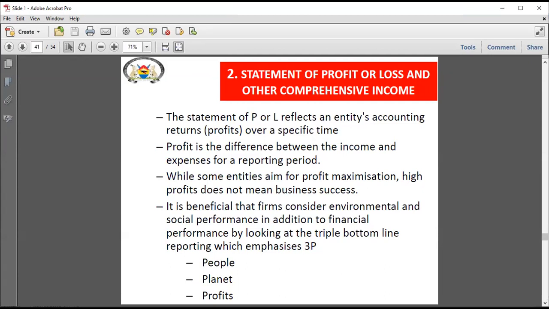Okay, so here we are saying that it's beneficial that firms consider environmental and social performance in addition to financial performance, which looks at people, planet, and profits. This comes in after one of the limitations of the statement of P&L, because it only looks at financial performance. So this is just a recommendation that we should also look at the people, the employees' welfare, and the effect on the planet, making sure that we are not destroying the environment, and then profits come in later.